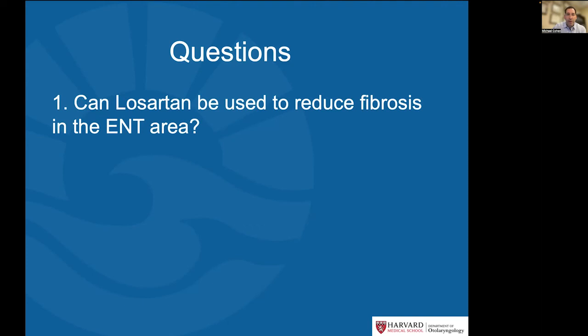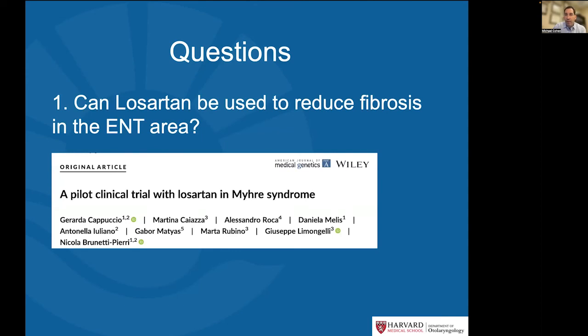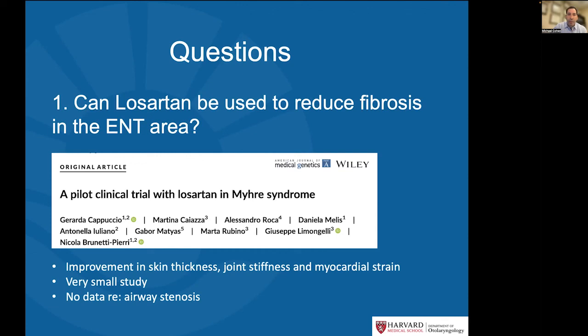The first question is, can Losartan be used to reduce fibrosis in the ENT area? This question is likely based on some research which has been done looking at Losartan and its effect both in vitro in lab studies on cultured cells from patients with Myrie syndrome, as well as this pilot clinical trial which looked at 4 patients with Myrie syndrome who were started on Losartan for a period of up to a year, and in which there was some improvement in skin thickness, joint stiffness, and to some degree, but a lesser degree, in myocardial strain. This was a very small study with only a few patients, and there was no data reported in this study on either airway stenosis or middle ear disease.